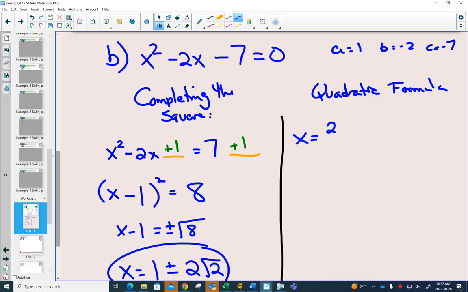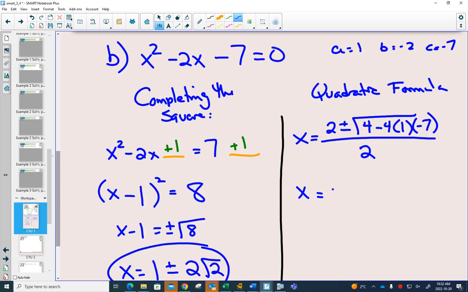Negative B would be negative 2, positive 2, plus or minus square root of B squared. Negative 2 squared is positive 4. Minus 4, A is 1, C is negative 7, over 2 times A, which will be 2. And we get x equals 2 plus or minus the square root of 32, all divided by 2.